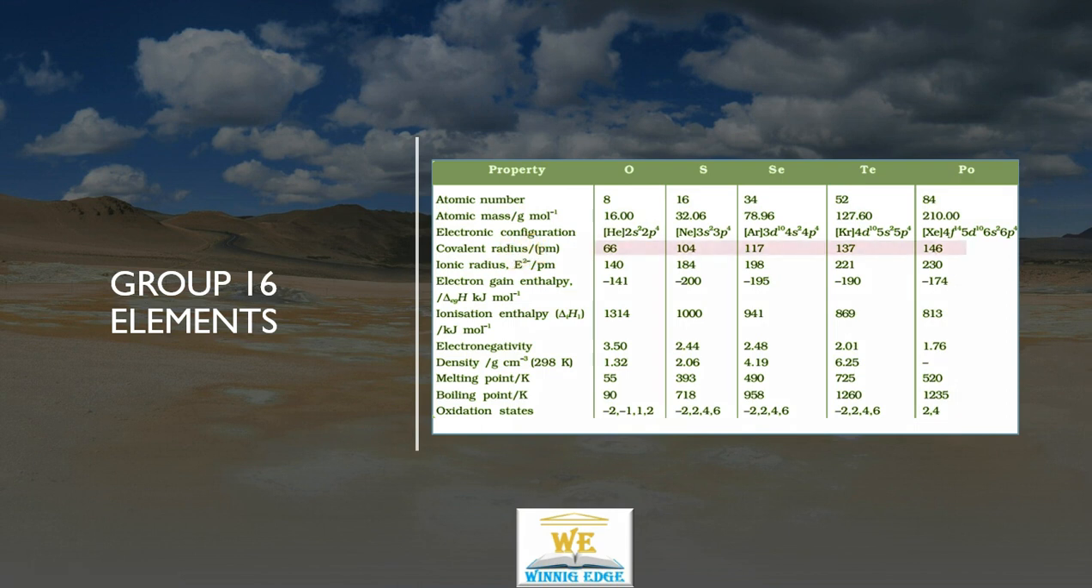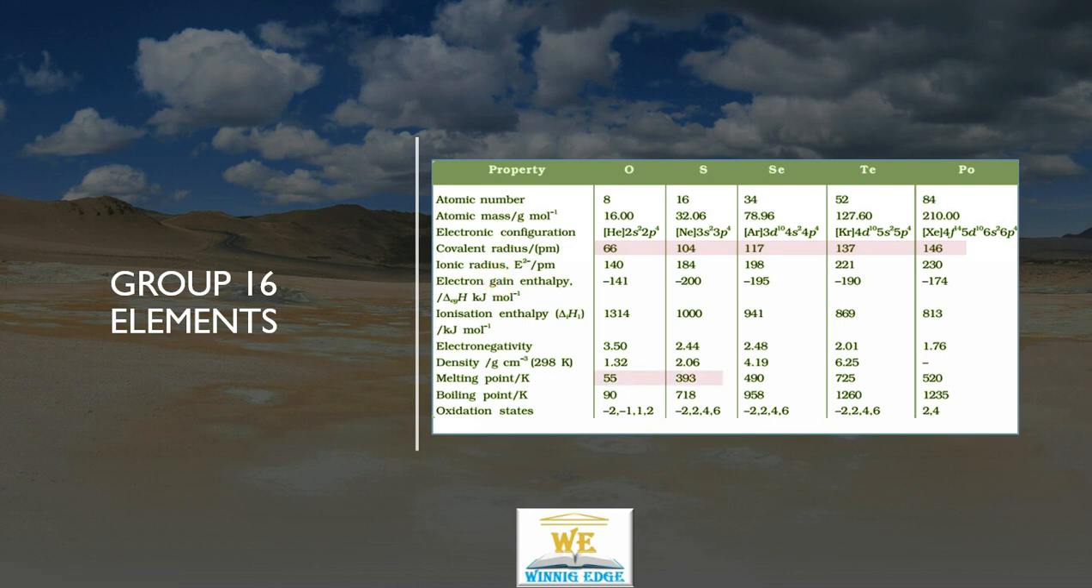First, let's talk about the covalent radii. We see here, as we go down the group, the atomic radii systematically increase. That is because of the addition of new principal quantum numbers. We see here 3, then 4, 5, and 6 keep on increasing. So the addition of new shells is the reason for the increase in radii.